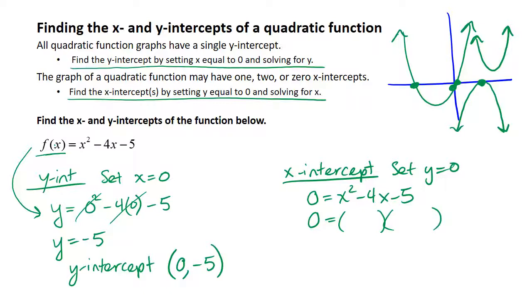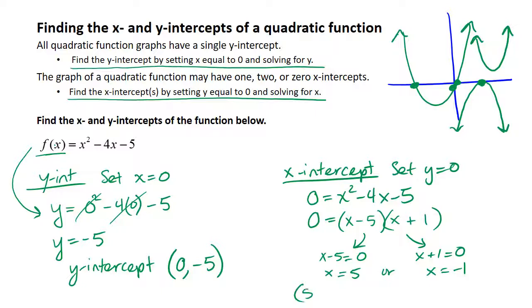So we can set up our parentheses, x and x give me x squared. And if you think about it, -5 and a +1 will not only multiply to -5, but they will also add to -4. So we have a factorization here, and then we can set each factor equal to 0 using the principle of the zero product and solve for x. So x is equal to 5 or x is equal to -1. So what this is saying is that we actually have 2 x-intercepts. We have an x-intercept at 5, 0, and we have an x-intercept at -1, 0.